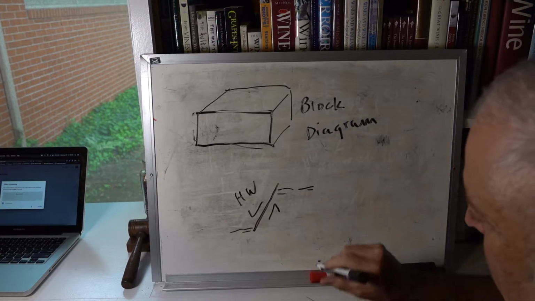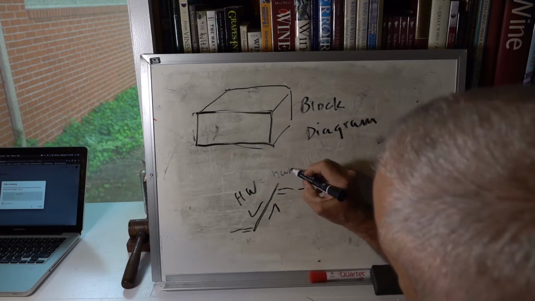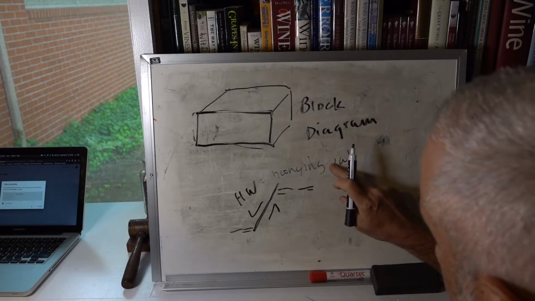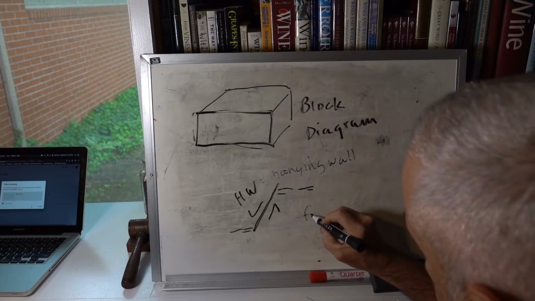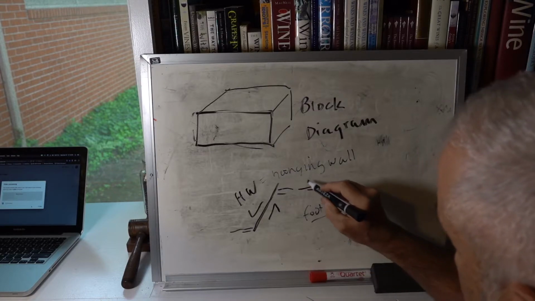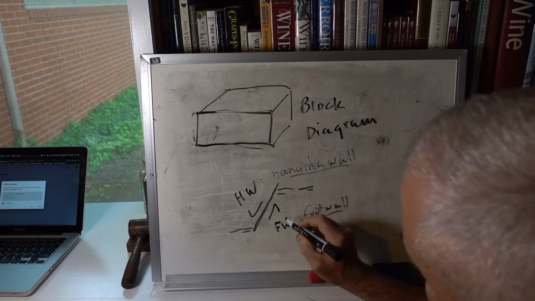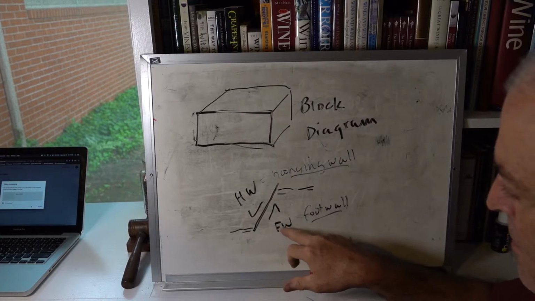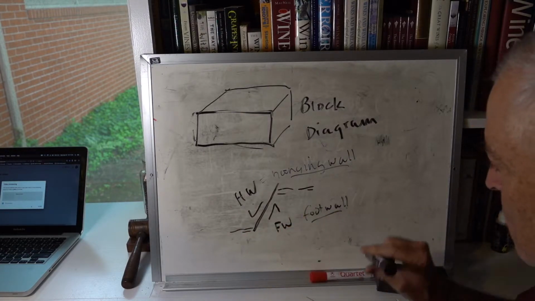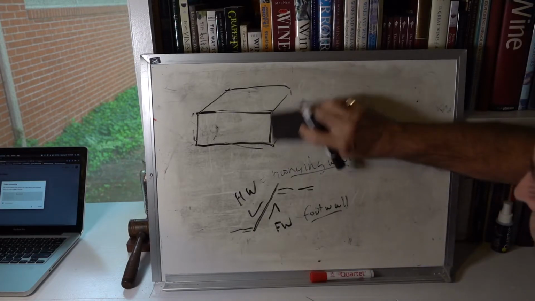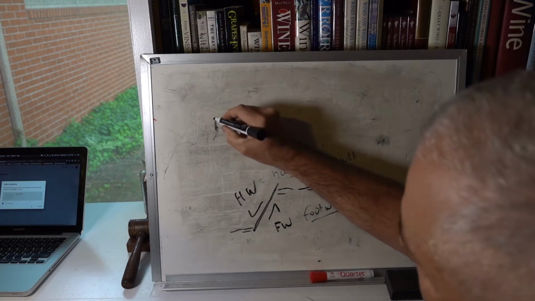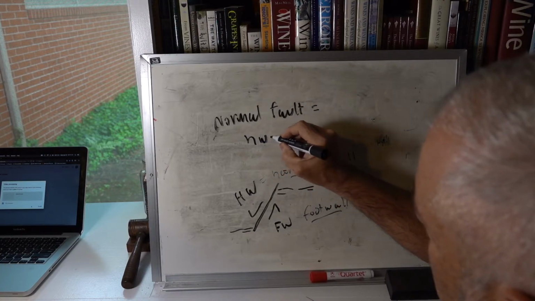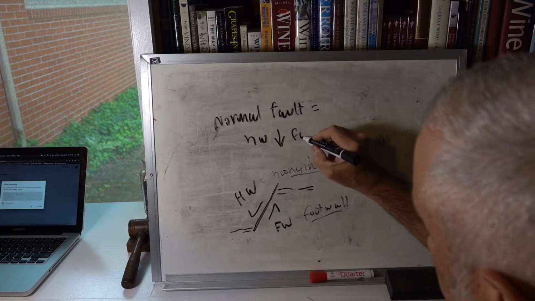Hanging wall over here, hanging wall. Ironically, they use two words for hanging wall, and for footwall it's just one word. So footwall and hanging wall, and we abbreviate them with FW and HW here. And so in this case, the hanging wall has moved down relative to the footwall, and that is the definition of a normal fault. So a normal fault: the hanging wall goes down relative to the footwall.